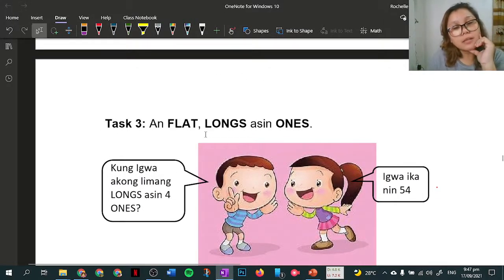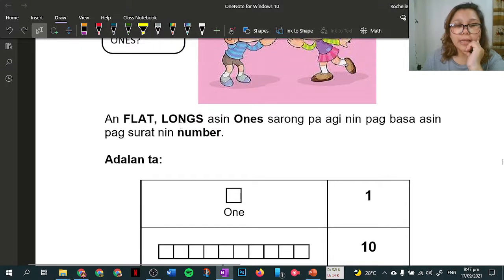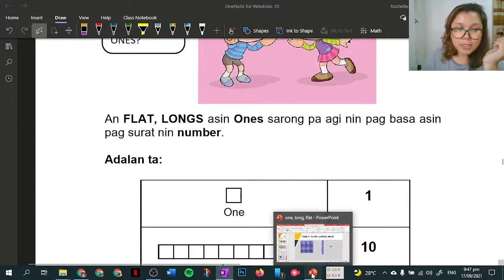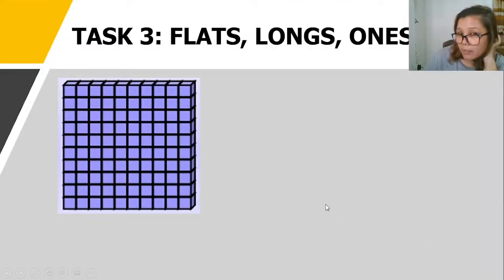So, task 3 is about flat, longs, and ones. So, what does it mean? Number ba siya? No, but we can make a number out of it. So, kung iwa kong 5 longs, as in 4 na ones, ikwa-ika ni 54. So, what does these children mean? Okay, let's have first, ang flat, long, as in 1, saro pang paagi ni pagbasa, as in pagsurat ng number. So, I'll go back to the presentation. Ipapakita ko ano ba yung mga tinatawag na yon.